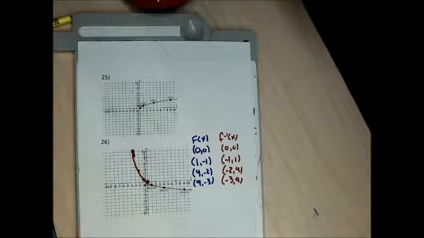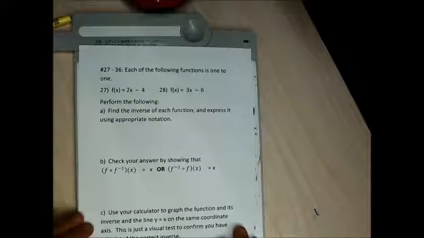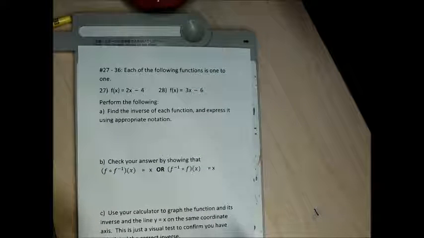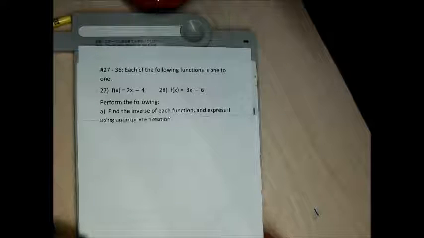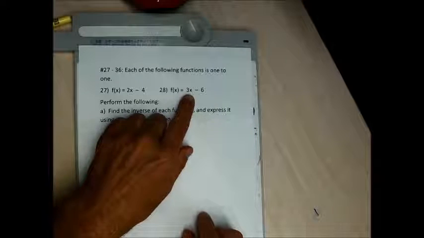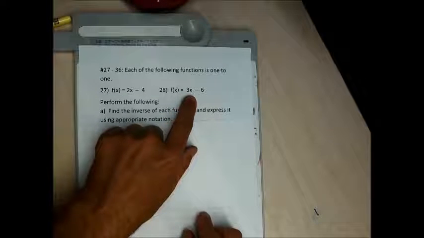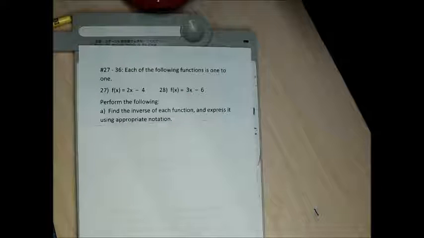All right. 27 through 36. 27 through 36 give me functions that are one-to-one, which means they have inverses. I need to figure out how to find the inverse of a function if I don't have a set of points. And it's not terribly hard to do. So for problem 28a, I'm going to find the inverse of the function 3x minus 6, which is a function where all the x's and y's would be switched. So let me try to do that.